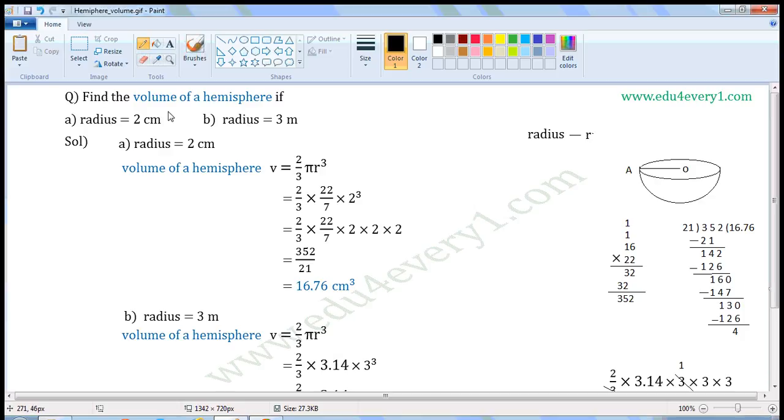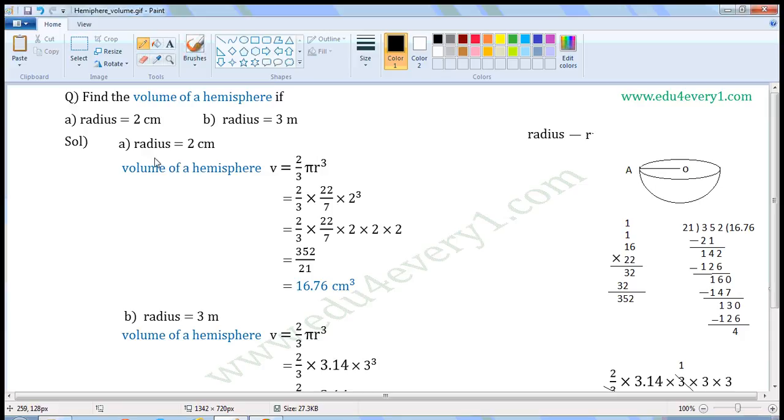Find the volume of a hemisphere if first one, radius is equal to 2 centimeters, second one, radius is equal to 3 meters. This figure is a hemisphere. In a hemisphere, top will be in the form of a circle. In this hemisphere, OA is the radius. Radius is represented by R.